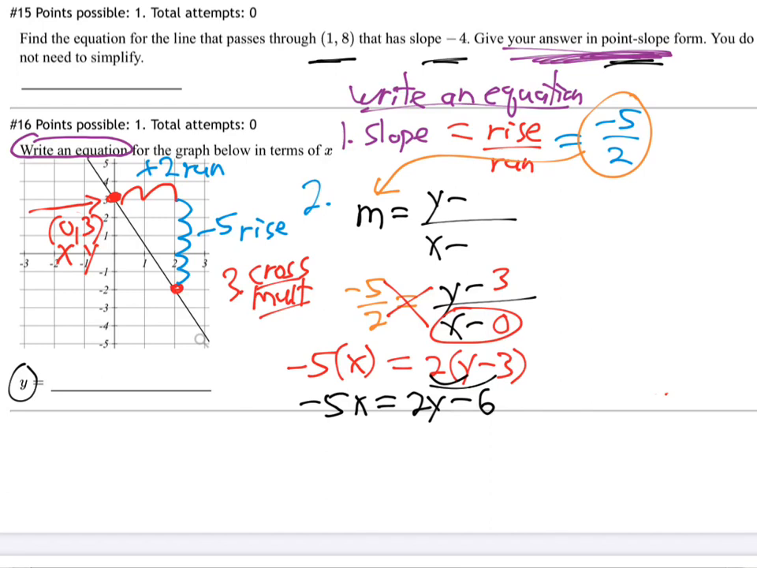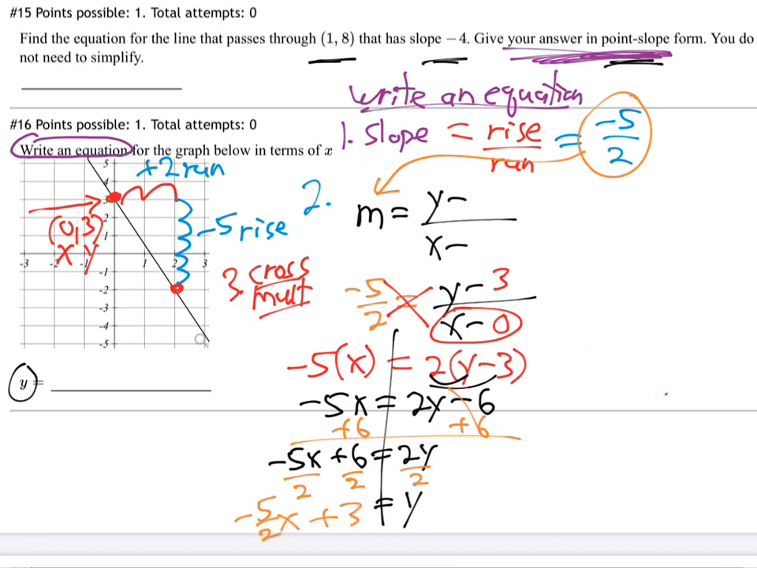See how they want y alone over here? So I got to get there. y is saying I want to be alone. So what do I got to do to finish getting y alone? Add the 6. It's gone. 2y is minus 5x plus 6. Last step to get y alone. Divide by 2. So it's minus 5 halves x plus 3, isn't it? Because 6 divided by 2 is 3. And there it is. Minus 5 halves x plus 3. We got it.